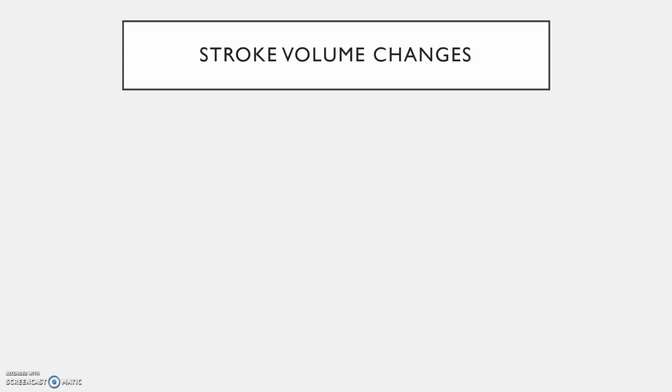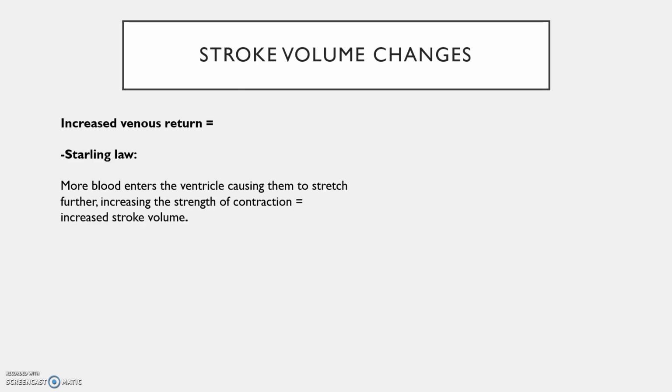So venous return is the amount of blood coming back to the heart. Venous, veins, returning blood to the heart, venous return. Now, we get increased venous return with exercise. There's something called Starling's law. All that suggests is when more blood enters the ventricle, i.e. the heart, it causes them to stretch, which means there's an increased strength of contraction, i.e. the heart can force out more blood with each beat.